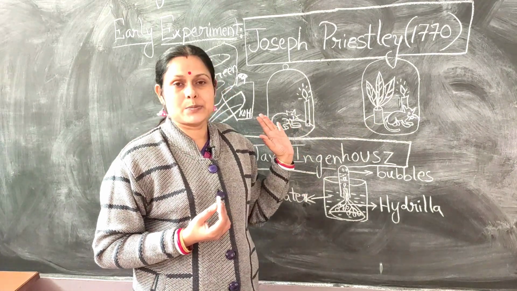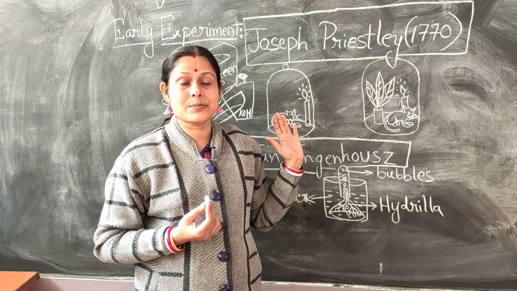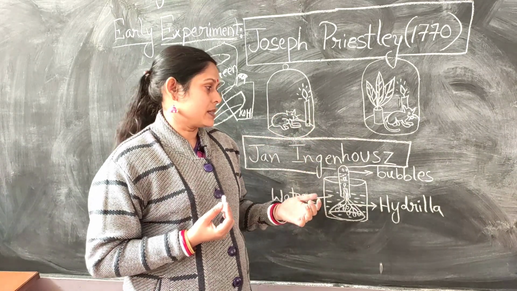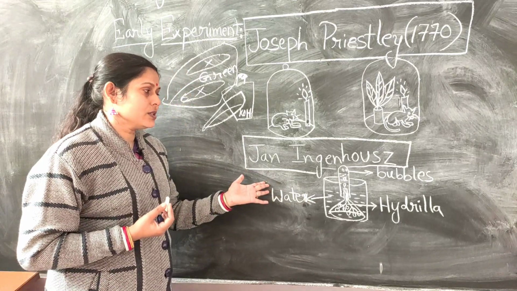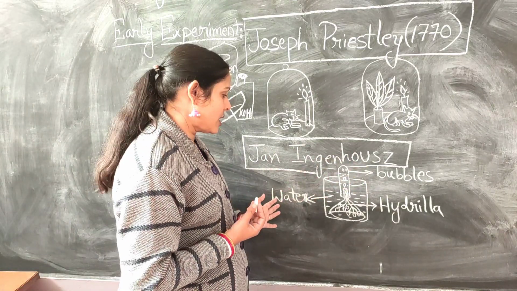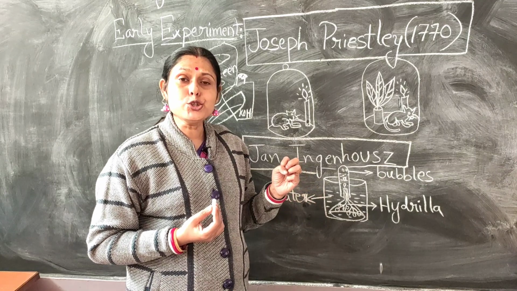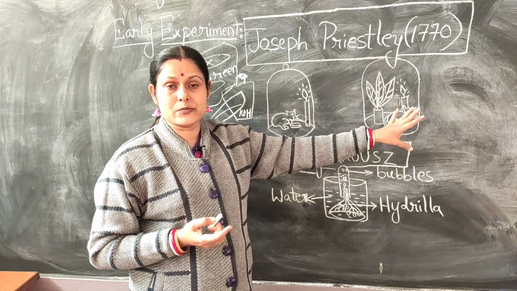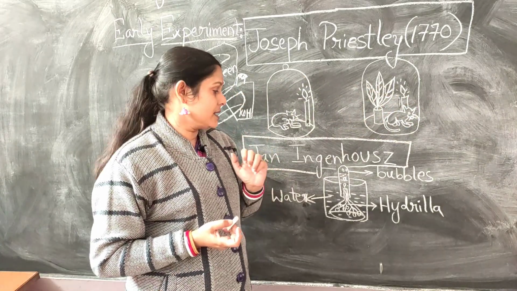So this was the first of the early experiments related to photosynthesis discussed in your syllabus. The next thing is about this person called Jan Ingenhousz. Now, to prove whether the gas released in the experiment conducted by Joseph Priestley is oxygen or not, he did one experiment.